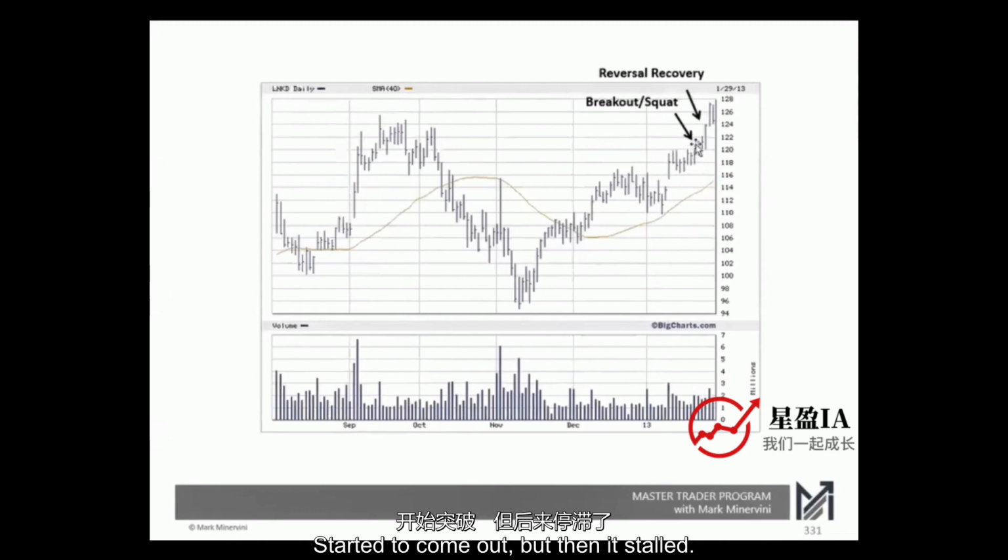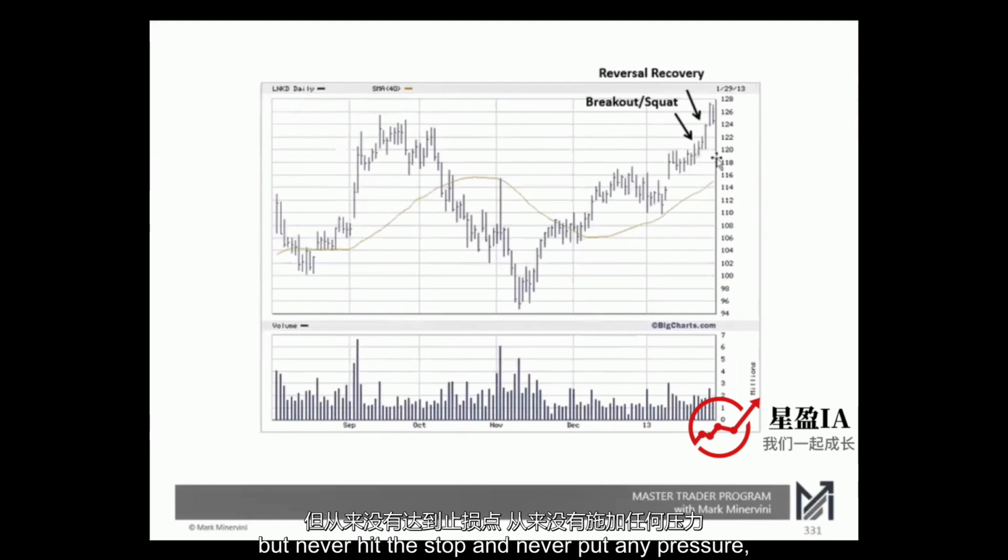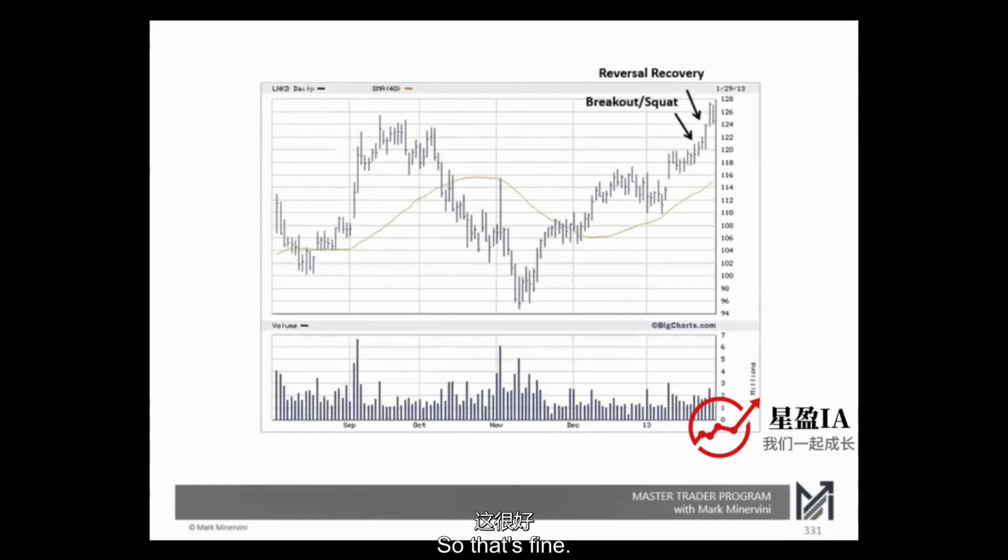But then it tightened up a bit more. It started to come out, but then it stalled. It didn't come out on that day. Next day, it tried to come out again, stalled a little bit again. It sort of stalled its way and wedged up, and then finally it started coming out here. But see, it's a quiet breakout. It wasn't a real quick, fast breakout, but it never hit the stop and never put any pressure, never even took out the low of the squat. So that's fine.